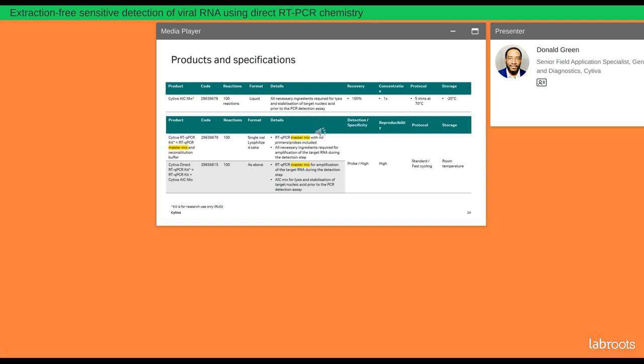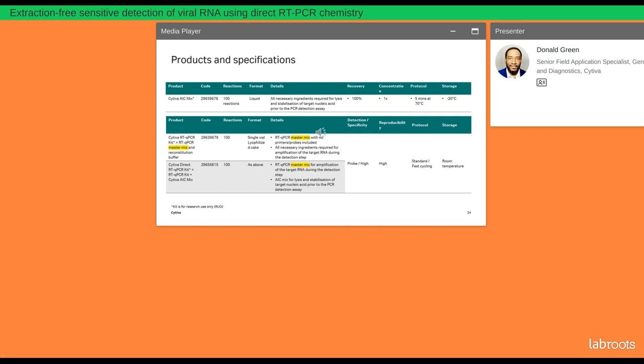So we offer the Cytiva AIC mix alone if you wanted to purchase it that way. We offer our RT-qPCR master mix and reconstitution buffer separately as well, if you wanted to really just get into a lyophilized RT-qPCR. Keep in mind the RT-qPCR master mix does not include any primers or probes, but all the other necessary ingredients that are required for amplification of the target RNA during the detection step are in there. So really you just need to add your primers and probes and you're good to go.